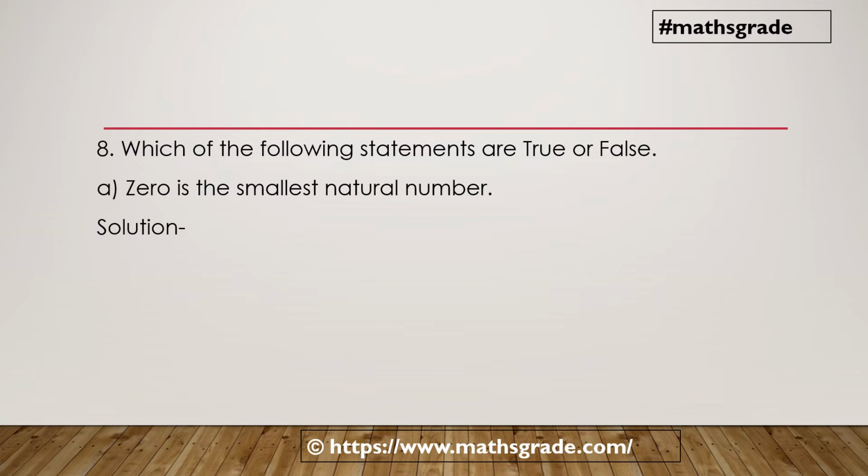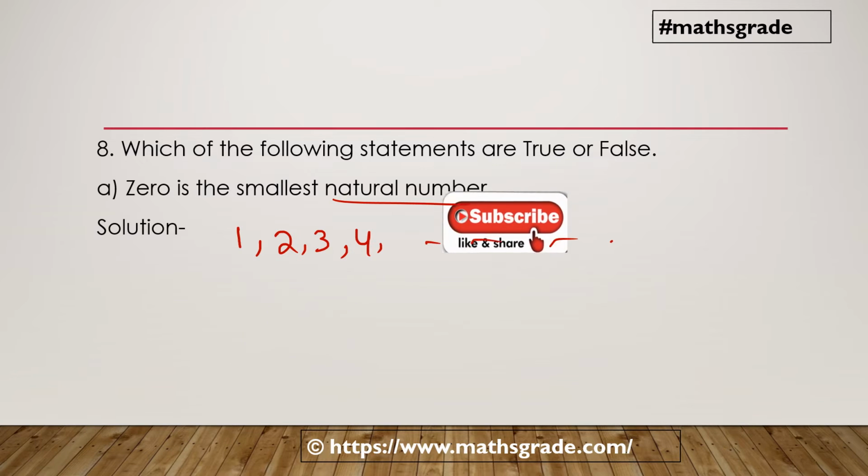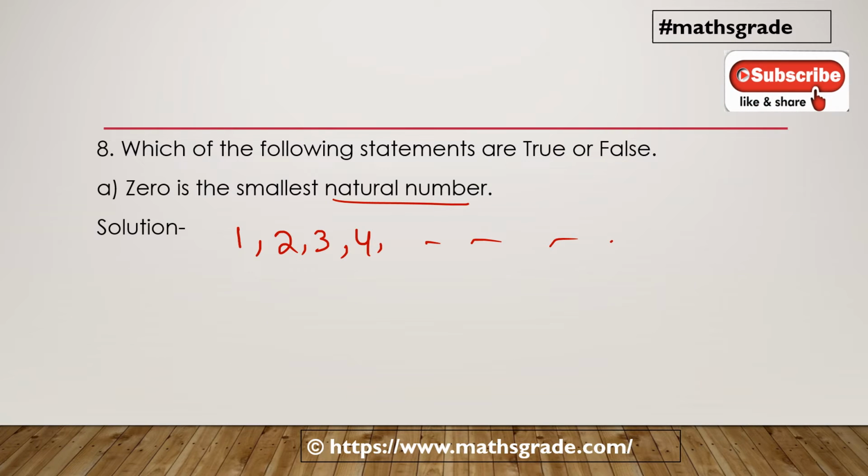Now we will solve question number 8. Which of the following statements are true or false? First bit A. 0 is the smallest natural number. We know natural numbers are counting numbers which start from 1. 1, 2, 3, 4, like this. These are the natural numbers. So in natural numbers there is no 0. So 0 is the smallest natural number, this is false. 1 is the smallest natural number.